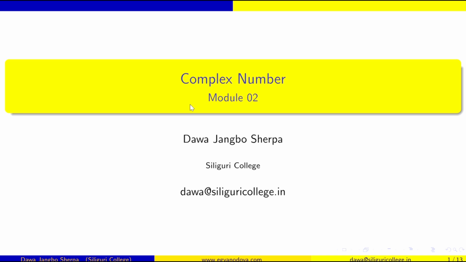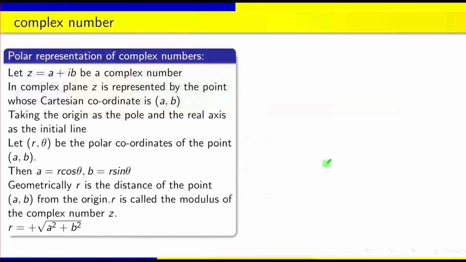Hello and welcome to lecture 2 of this lecture series on complex numbers. In this lecture we are going to learn the polar representation of complex numbers. Let z be a complex number, so I can write z as z = a + ib, which can be written as the ordered pair (a, b). In a complex plane, z can be represented by a point whose Cartesian coordinate is this ordered pair (a, b).